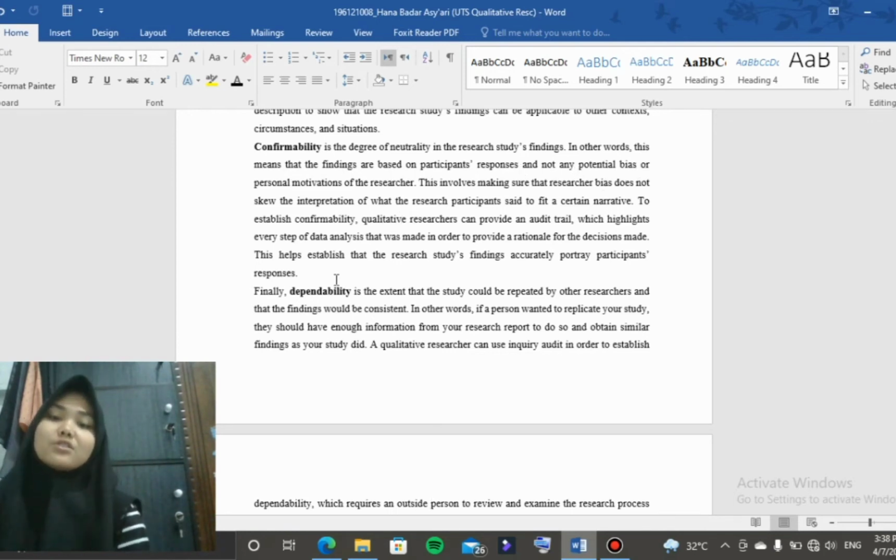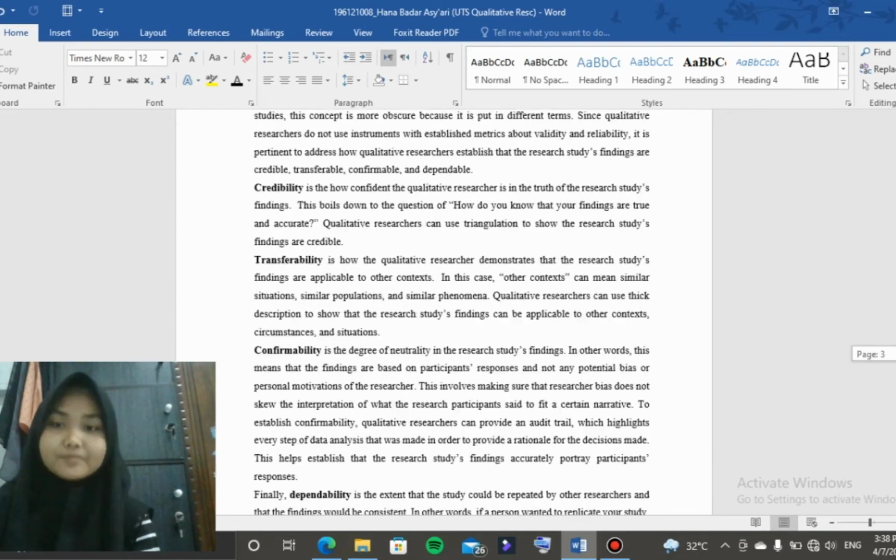motivation of the researchers. And finally, dependability is the extent that the study could be repeated by other researchers and that the findings will be consistent. In other words, if a person wants to replicate your study, they should have enough information from your research report to do so and obtain similar findings as your study.